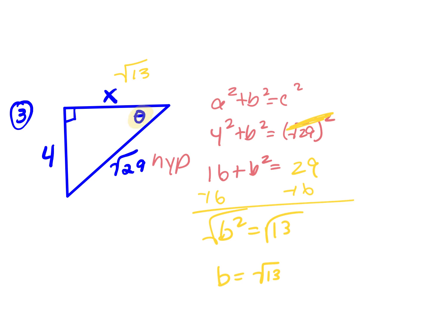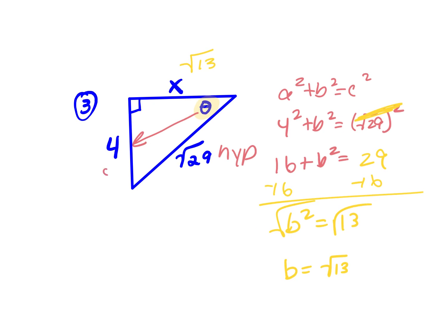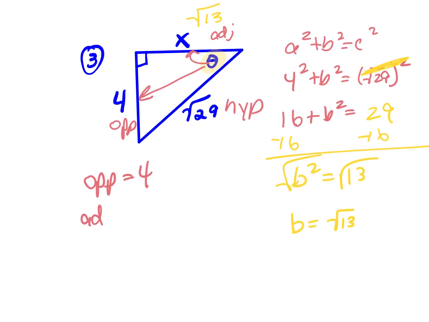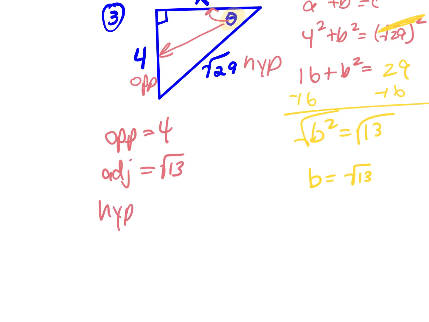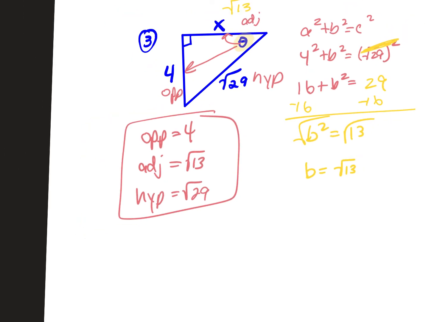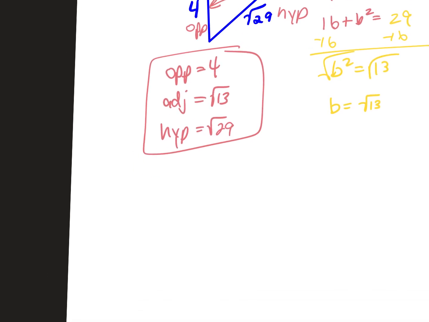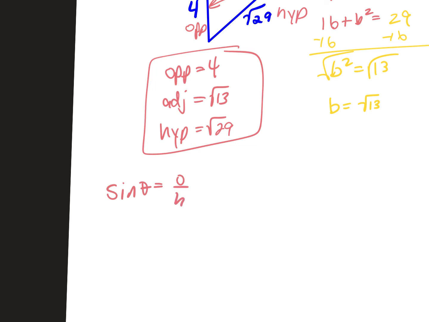Here is our theta. So in regards to theta, what is 4? It's the opposite side, good. And what is the square root of 13? Your adjacent. So opposite equals 4. Adjacent equals the square root of 13. And my hypotenuse is the square root of 29. We're going to find all 6 trig functions. So sine theta, opposite over hypotenuse. Cosecant theta, hypotenuse over opposite.